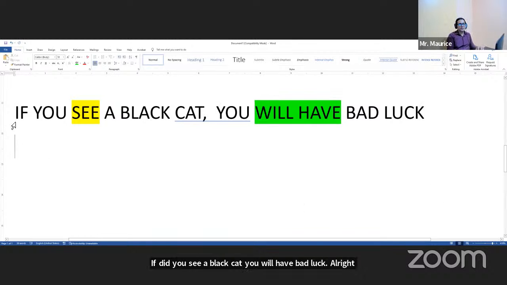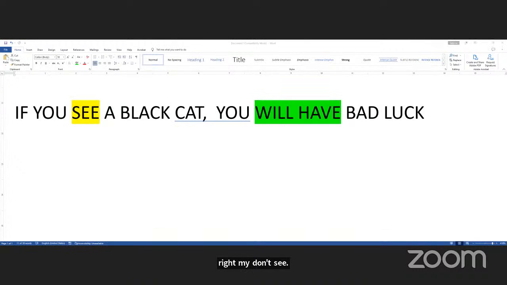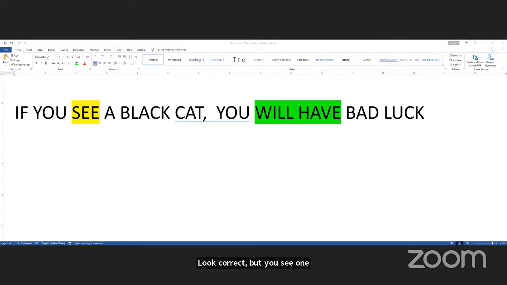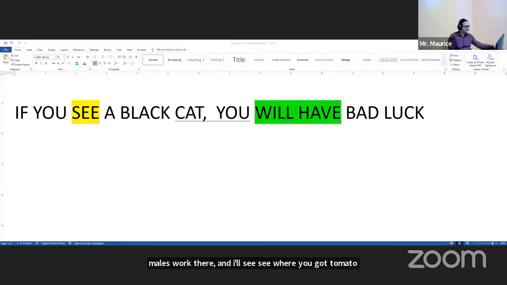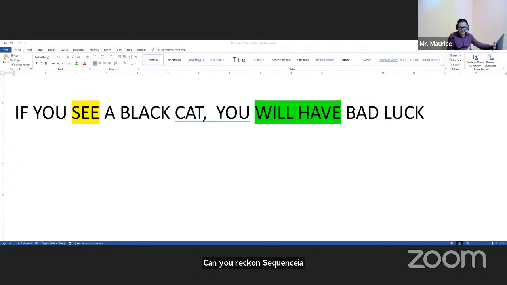Alright? Mariuxi, could you please read again the complete sentence? If you see a black cat, you will have bad luck. Correct. Mariuxi, ¿cuál es la acción? Si ve el gato negro. Correcto. ¿La consecuencia? Tendrás mala suerte. Correct. Así funciona el primer condicional, ¿ok? Una acción con una consecuencia o una acción y un resultado a futuro. If you see a black cat, you will have bad luck.